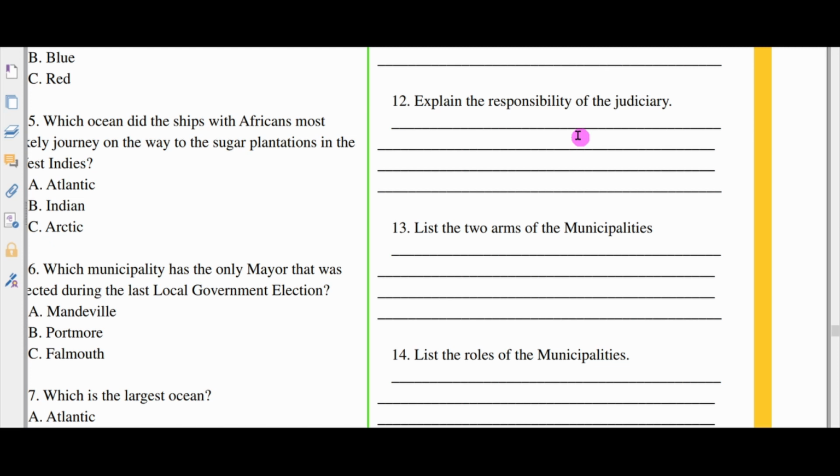Number 13, list the two arms of the municipalities. Now, there is an administrative arm and there's a political arm. So the political arm would have the councillors who represent the different divisions that make up a particular area, and then the administrative arm would have the persons who work for the parish councils and the municipalities.